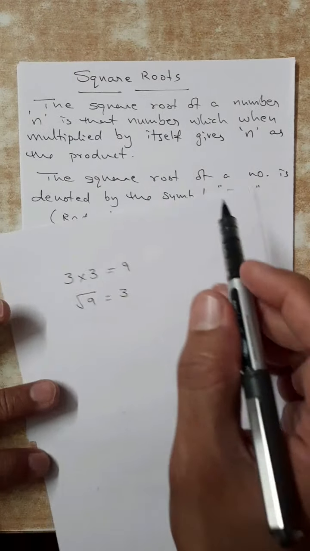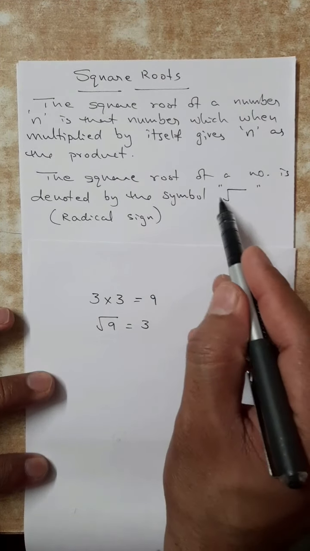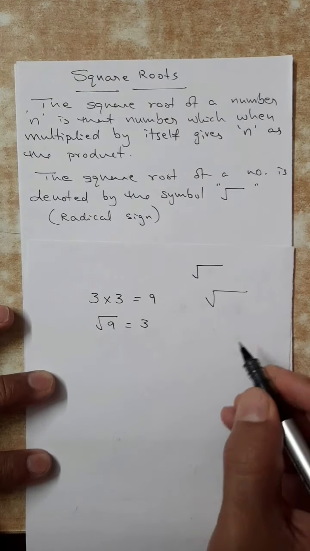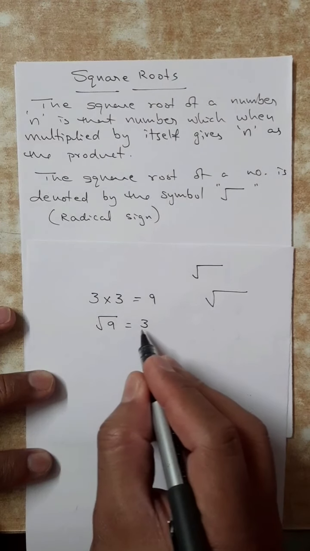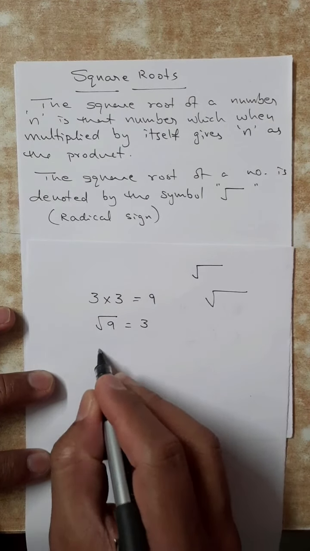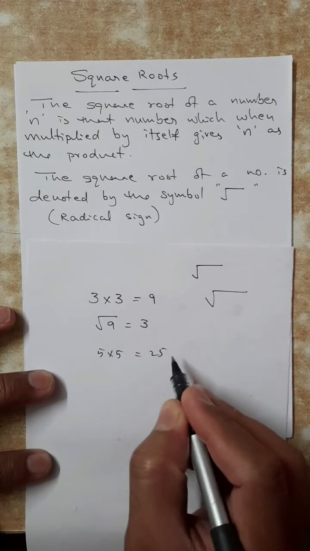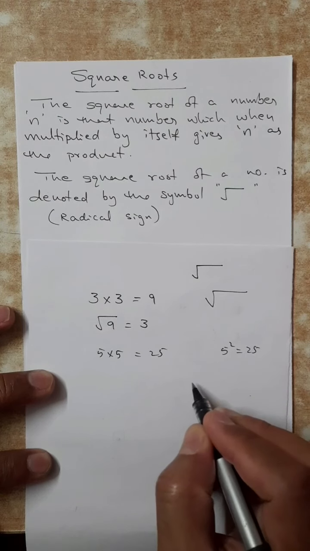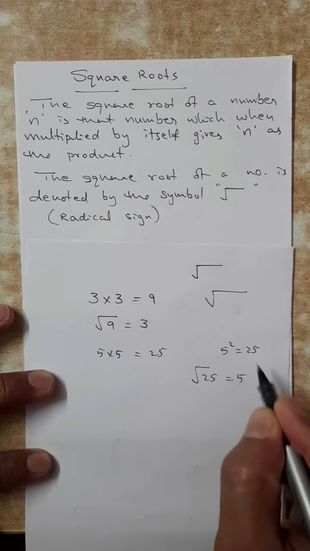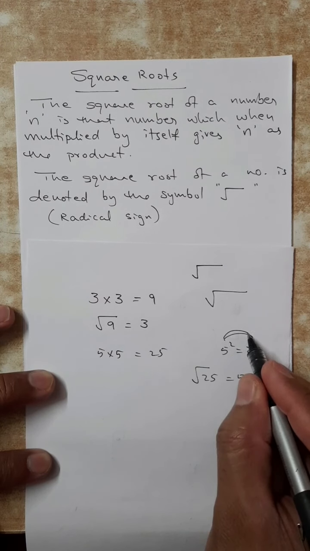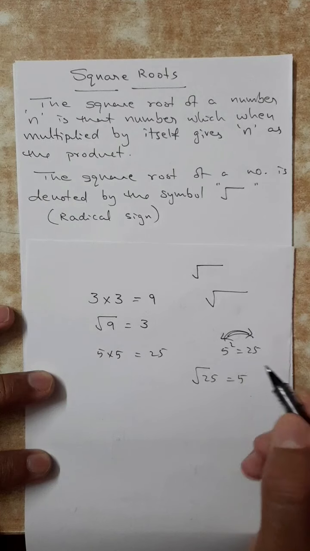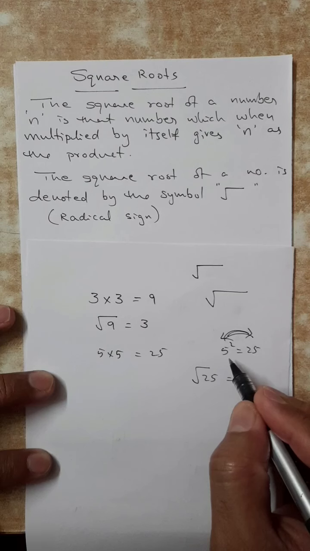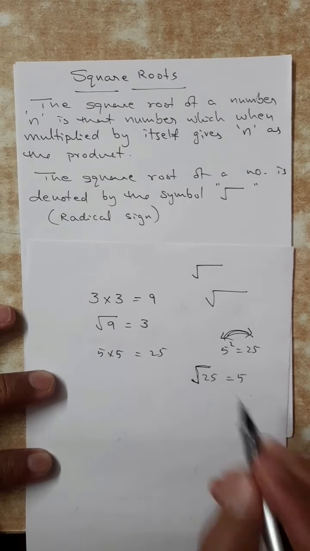The square root of a number is denoted by this symbol, the radical sign. Square root of 9 can be written as 3. 5 into 5 is 25, we can say 5 square is 25. So square root of 25 is 5. Square and square root are opposite to each other. The symbol is this one.